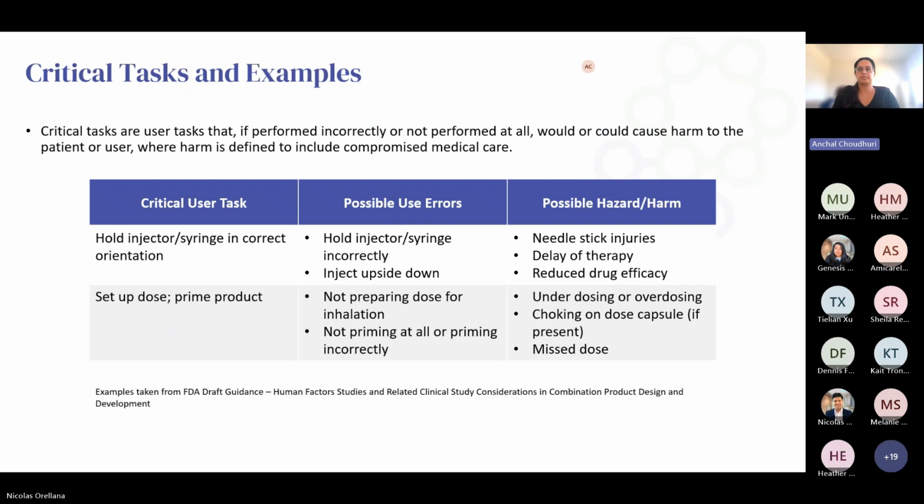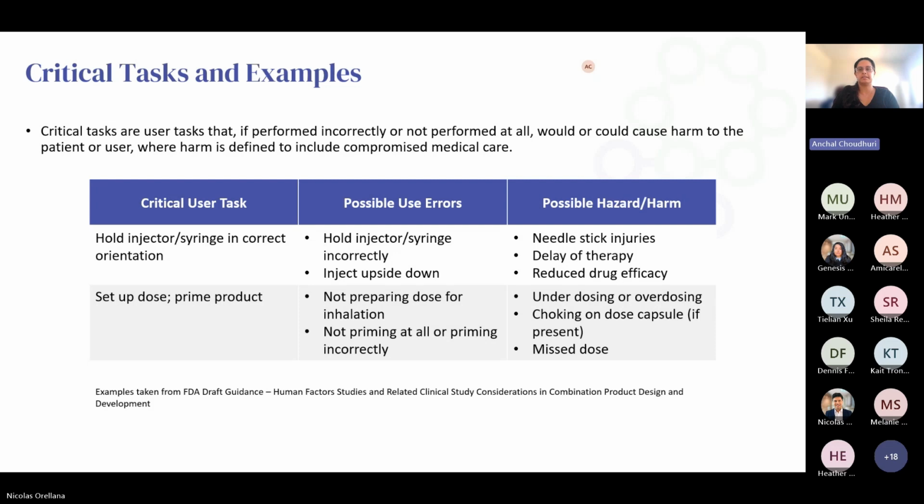The first example is related to an injection device where the task is holding the injector or syringe in the correct orientation. The possible use errors here are holding the injector or syringe incorrectly or injecting upside down. And if those use errors occur, there are potential hazards or harms, for example, needle stick injuries, delay of therapy, or reduced drug efficacy. And because the potential hazards or harms exist, it is considered a critical task.